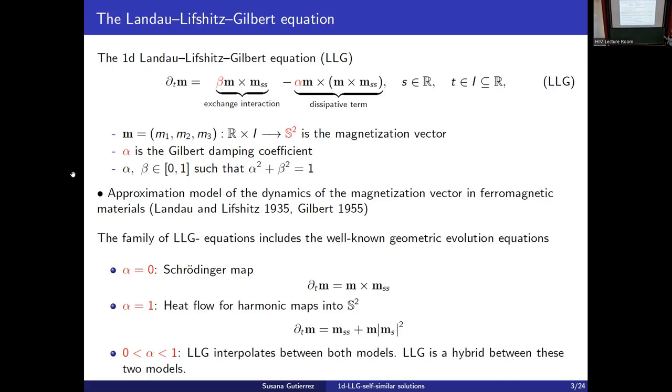Okay. And in the general case, when alpha is between 0 and 1, the LLG equation interpolates between these two models, and it's a hybrid, and it has dissipation.